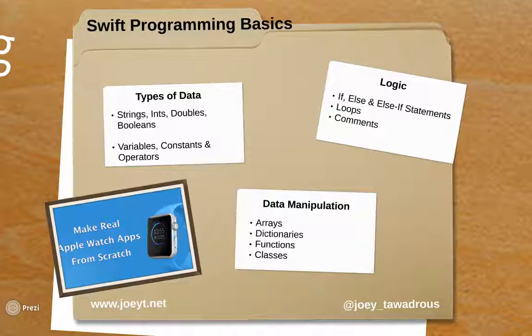Then we're going to move on to Swift programming basics. So the first part we're going to take in Swift is actually going to be on types of data. So we have strings, ints, doubles, booleans. Then we're going to go on to variables, constants, and operators between those different types of data.